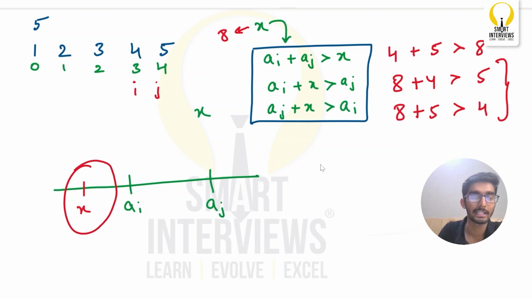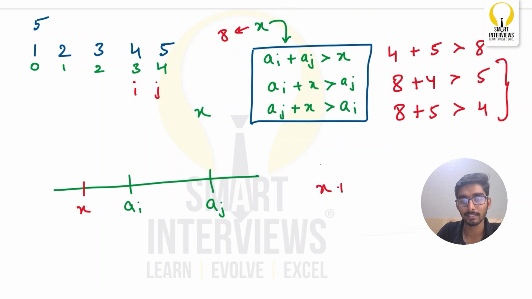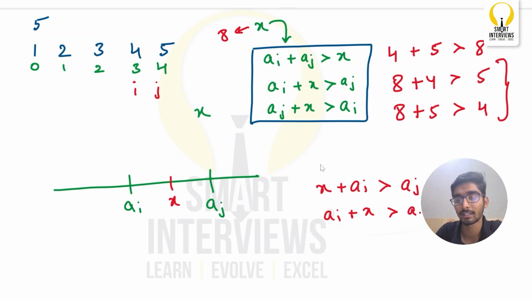So if it is less than both ai and aj, which is on the leftmost part, then x plus ai has to be greater than aj. We just need to verify this one condition. If it is between ai and aj, then I need to check this condition: ai plus x has to be greater than aj. If it is greater than ai and aj, I need to check this condition: ai plus aj has to be greater than x.